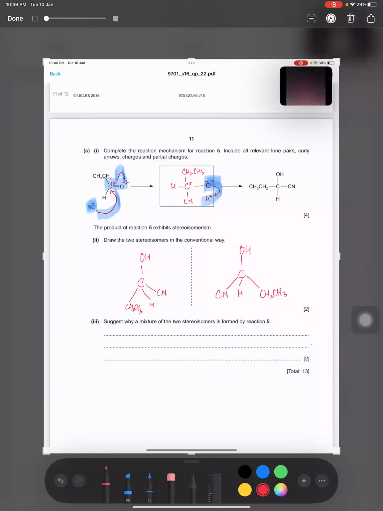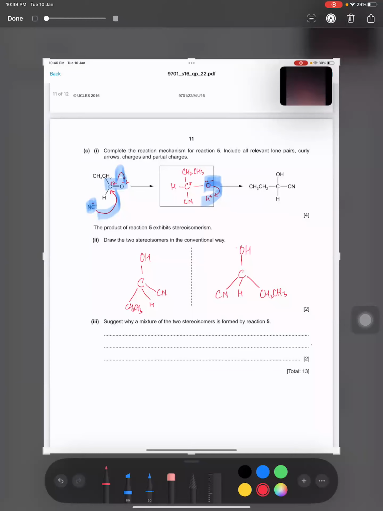Yes, right, sir. Now they are asking to suggest why a mixture is formed. जी सर, हम लोग जो OH और H को अप एंड डाउन कर सकते हैं? Yes, you can do anything, right? You can do anything over here. कोई से भी 2 चेंज करने, बट आपने बस ये याद रखिएगा.